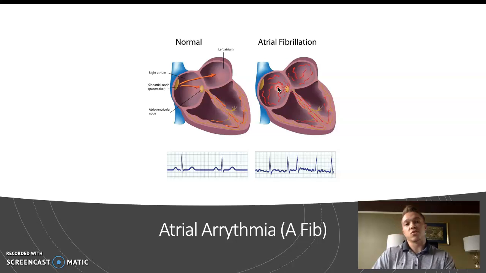Some of these electrical impulses make it to the AV node and some of them don't. You'll notice that in the EKG reading you have a very rigid and bumpy baseline, whereas on the left, for normal sinus rhythm, you have a flat baseline. So that is how you can very easily identify it on an EKG reading.